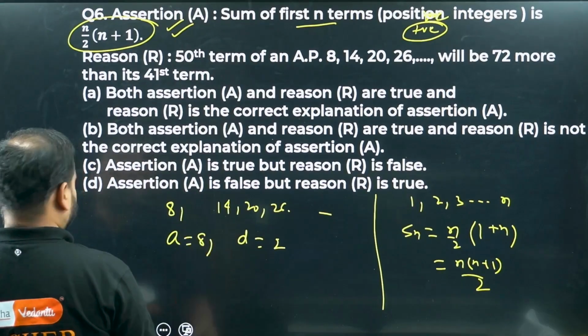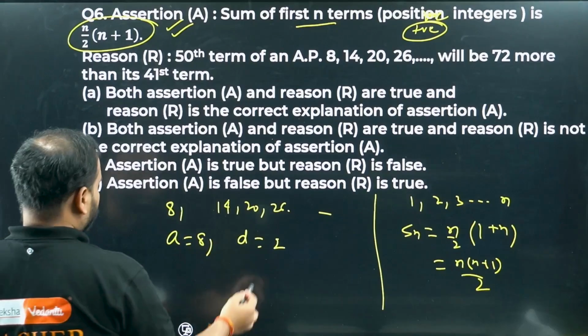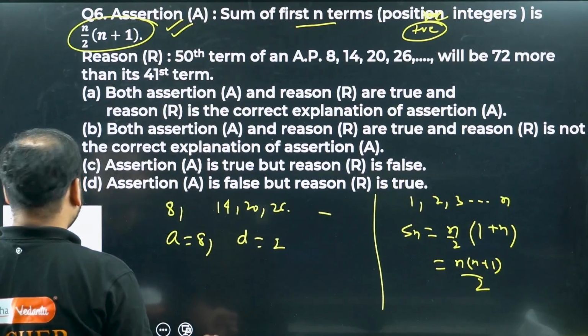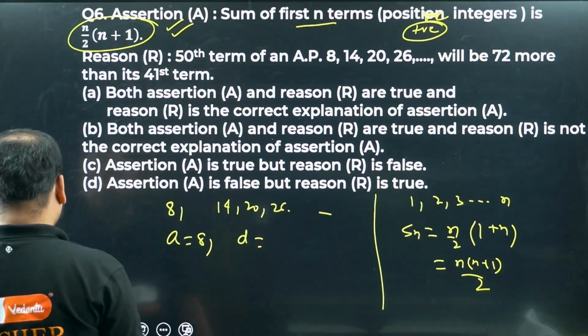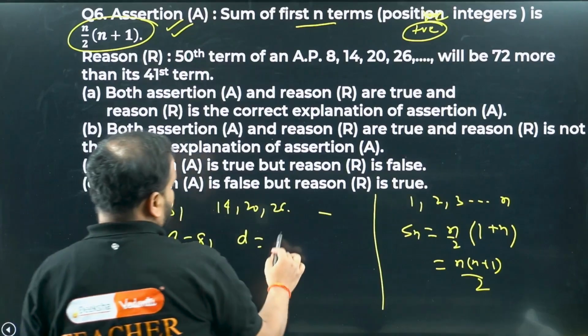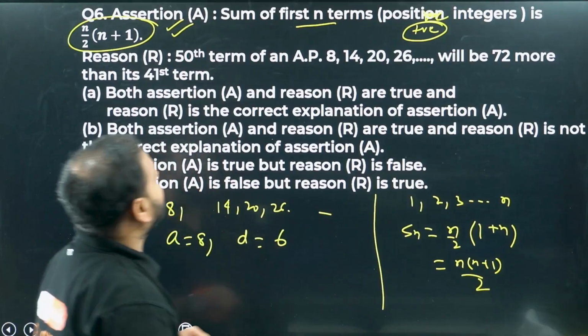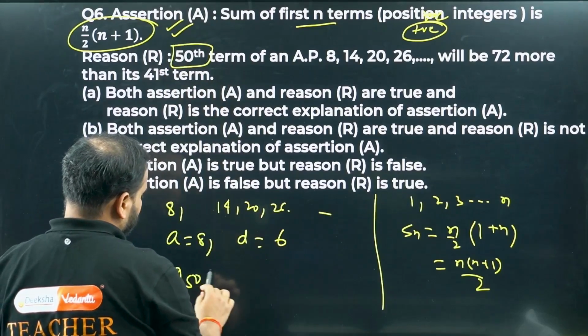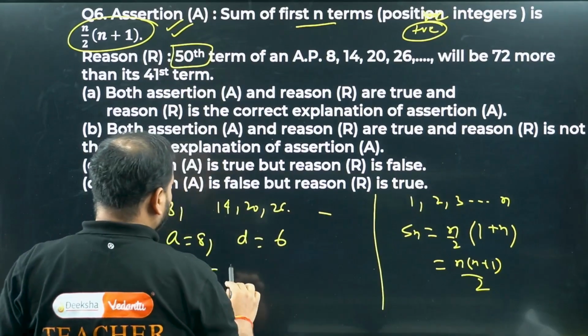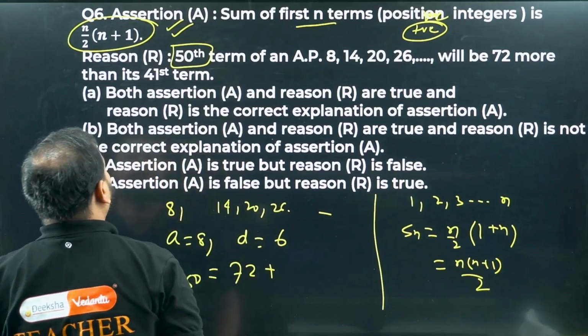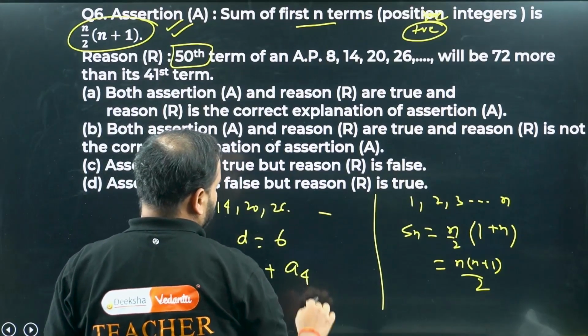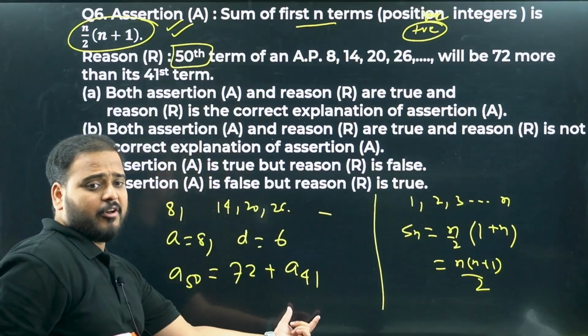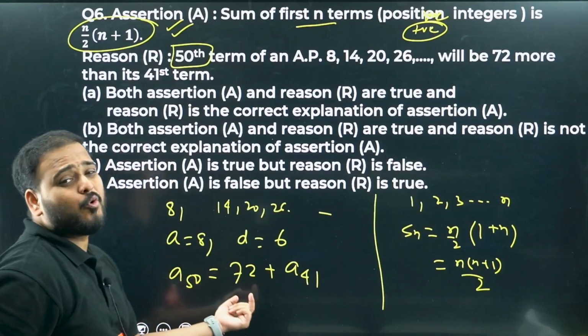There's no 10. Okay, so D is going to be what? D is going to be 6, right? 8 plus 6 is 14, right? So D is going to be 6. Okay, they're asking that the 50th term, A50, is 72 more than what? A41. Whatever value of A41 we have, A50 will be 72 more than A41.